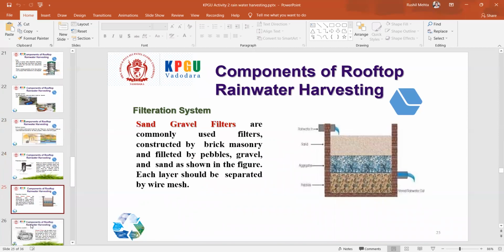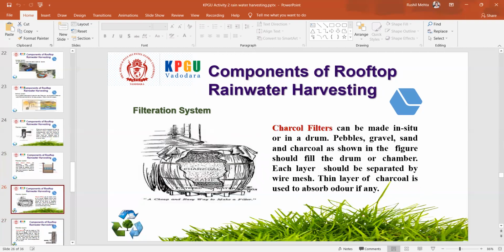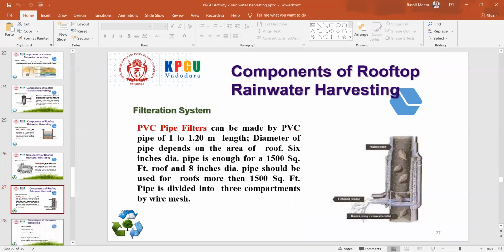Which are the components of rooftop rainwater harvesting? In that, the filtration system has many options. This is one of the options, the sand gravel filter. These are commonly used filters constructed of brick masonry and filled with pebbles, gravel, and sand, and each layer is separated with wire mesh. It can also be a charcoal system, which can be made in situ or in a drum. Pebbles, gravel, sand and charcoal are shown here in the figure, and they should fill the drum or chamber. Each layer should be separated by wire mesh, and the layer of charcoal is used to absorb odor, if any.